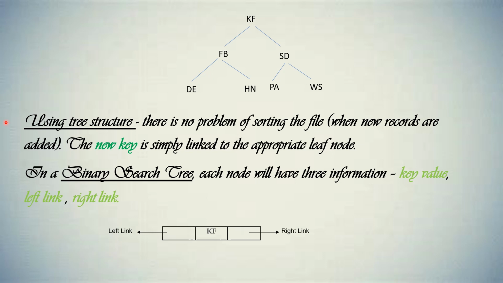In a binary search tree, each node will have three pieces of information. The first one is the key value, second comes the left link, and third comes the right link. Here, KF is the key value and it has a left link as well as a right link.